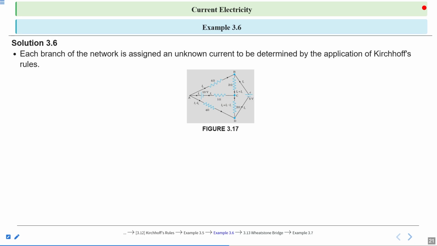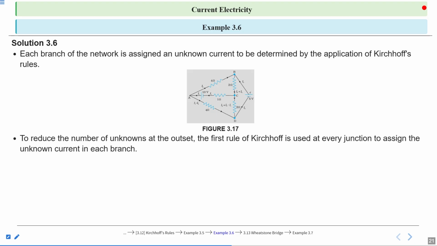So this is the diagram. Between A and C, there is an I1 current. Between A and B, there is an I2 current. Between A and D, the current is I1 minus I2. In path C to D, it is I2 plus I3 minus I1. Between B and C, it is I2 plus I3. And in path D to E to B, it is I3. So the unknown values of current are shown, and we have to find these values.